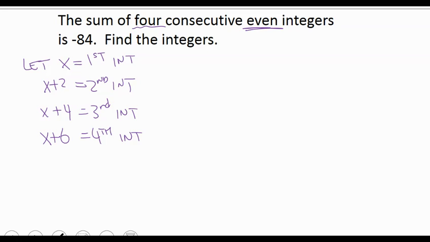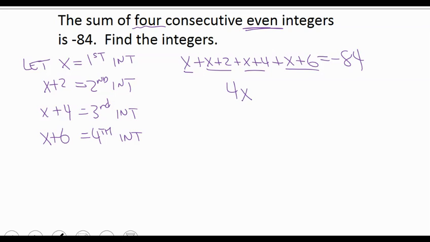And then I'm told the sum of those 4 consecutive even integers is negative 84. So I'm going to add them up. x plus x plus 2 plus x plus 4 plus x plus 6 equals negative 84. So you take out my first, my second, my third, my fourth. The underlining is not required. I just do that to kind of show, all right, first integer, second integer, third integer, fourth integer. All right. So I'm going to add these up now. I'm going to combine my like terms. I have 4 x's there, so that's 4x. My numbers are 2 plus 4 plus 6. That's 12. And this equals negative 84.